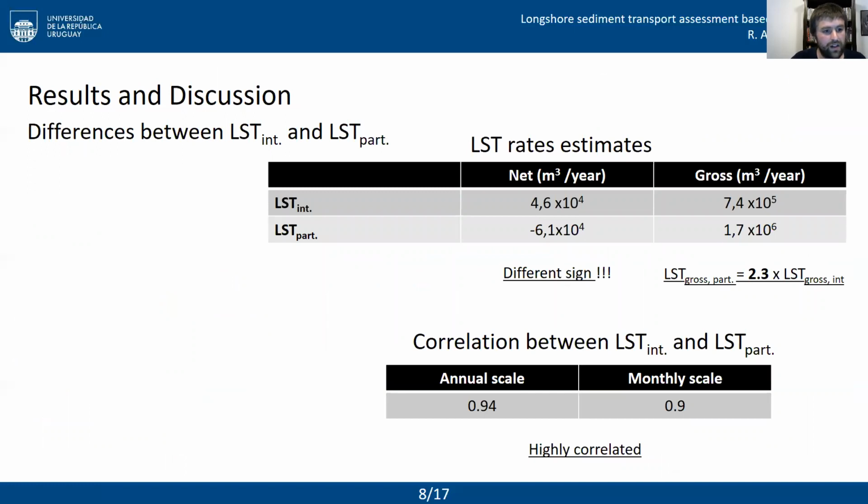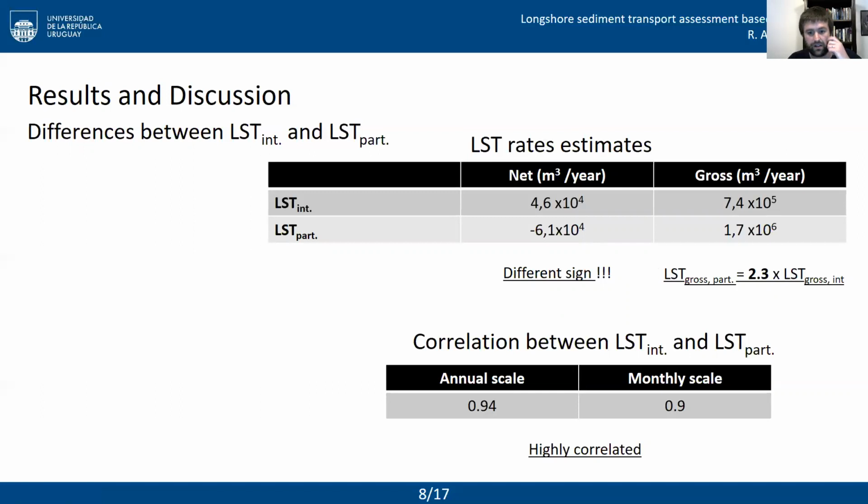Let's go to the results. If we look at the difference between these two approaches, based on integral parameters and based on partitions, we can observe sensible differences. The approach based on partitions is larger than the approach based on integral parameters when we look at the gross transport. And if we look at the net transport, we see that the differences are sensible to a point that they present a different sign. What does it mean?